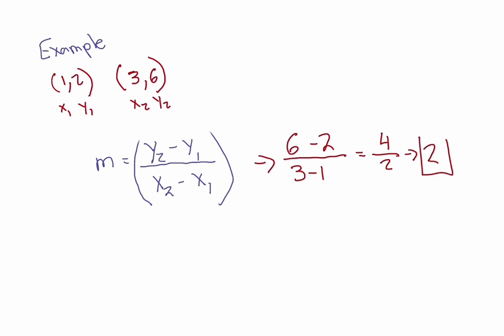What we can do is simplify or divide to see if we can get a whole number. Well, we can do 4 divided by 2 and get 2. So the slope of the line through these 2 points is 2, or 2 over 1, meaning that for every 2 units you go up, you're going to go to the right 1.